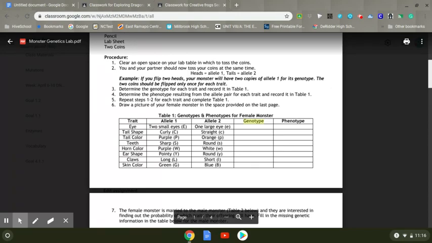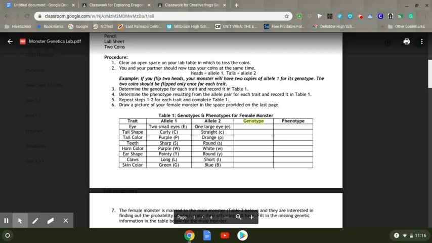If you have big W, you're going to have purple horns. If you have little w, you're going to have white horns. If you have big Y, or big Y, little y, you have pointy ear shape. If you have little y, you have round ear shape.